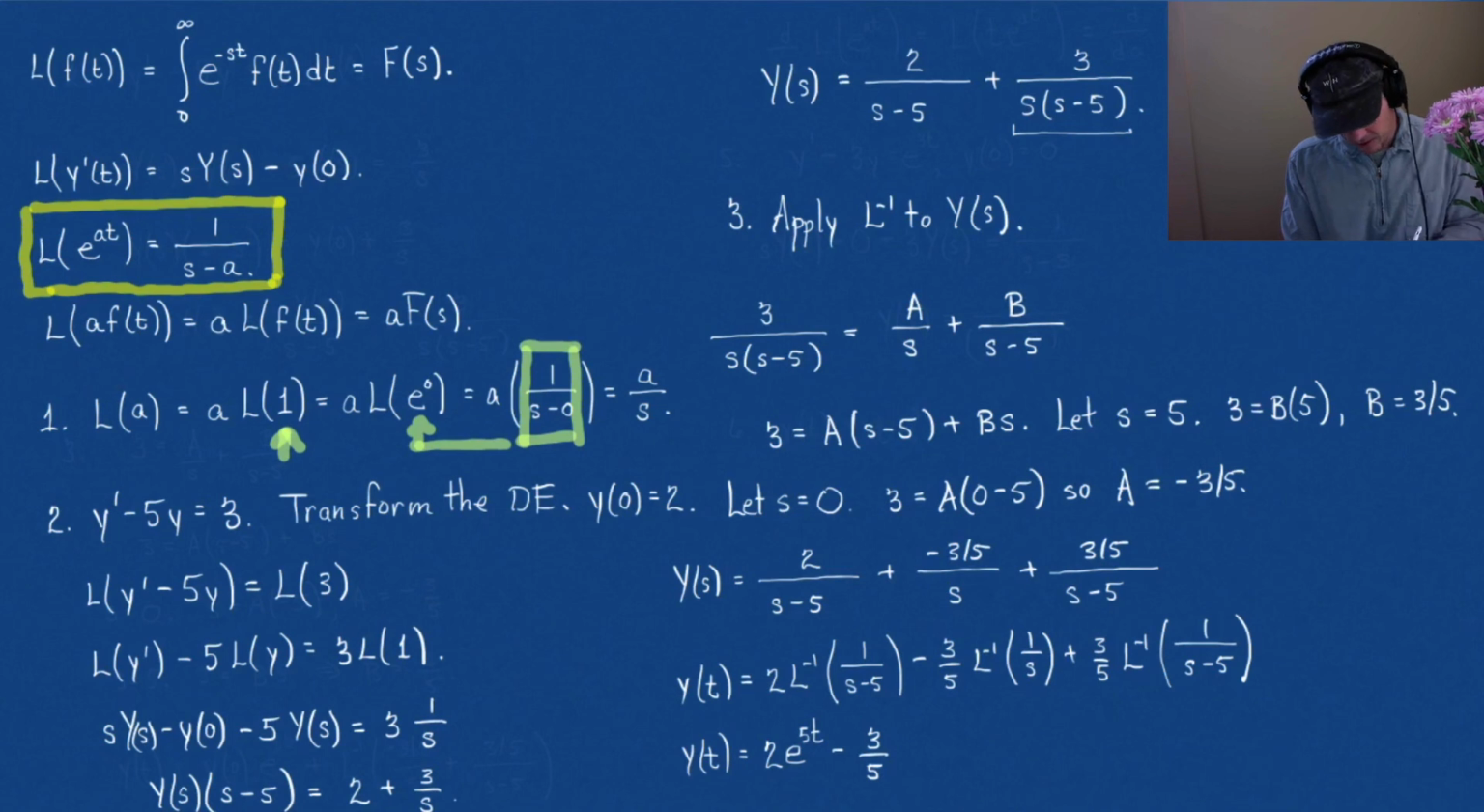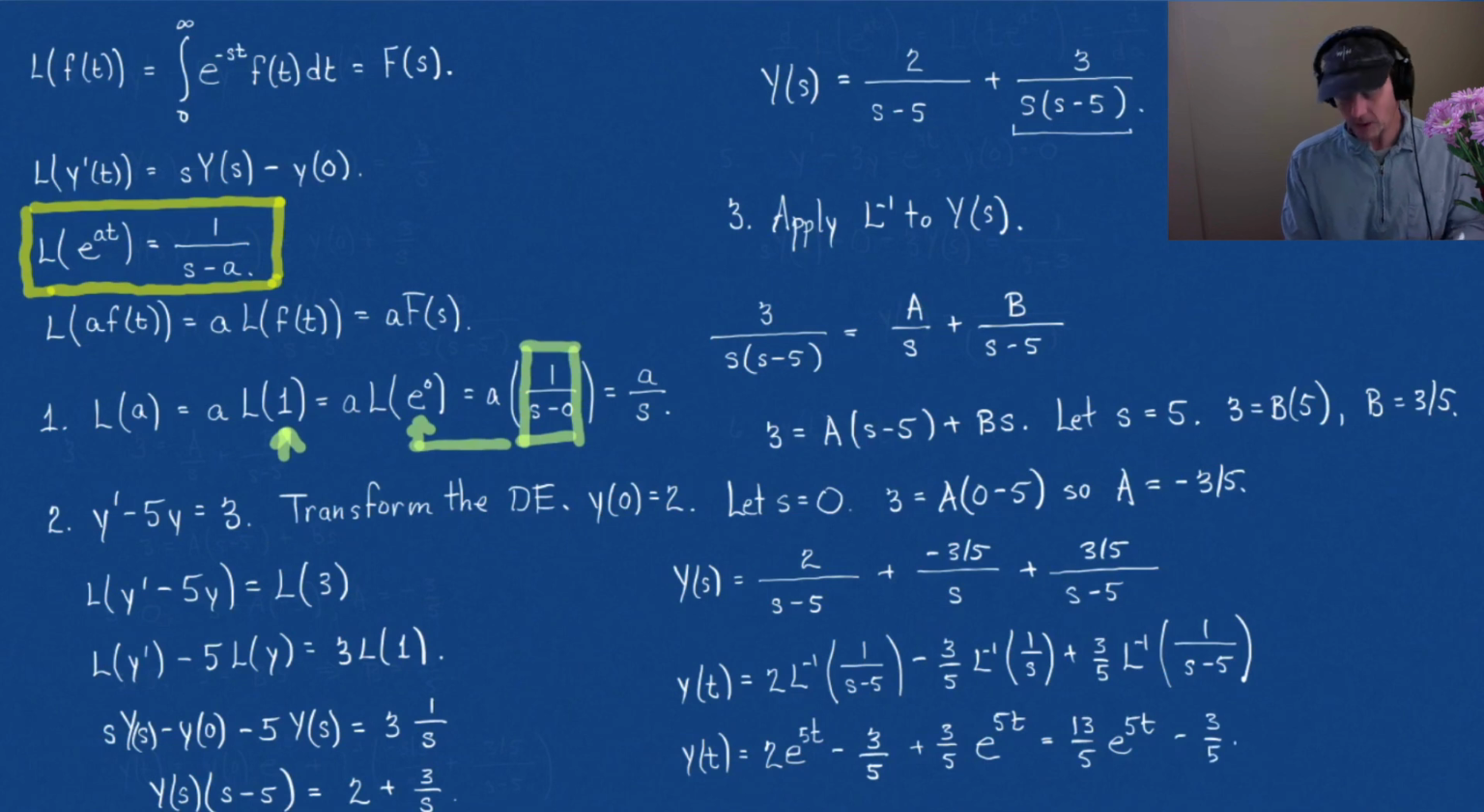So then now we can move on. Our last one is going to be plus 3/5 times, again, we have 1 over s minus 5. Its inverse is e to the 5t. We can combine like terms and say that this is the same as 13/5 e to the 5t minus 3/5, assuming I did my arithmetic on that fraction correctly.